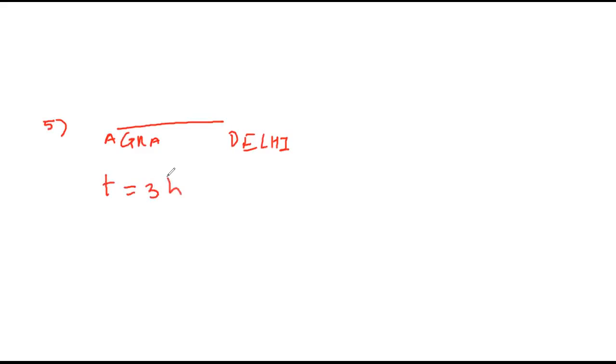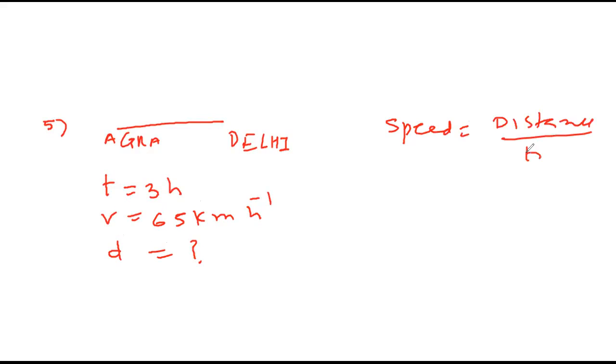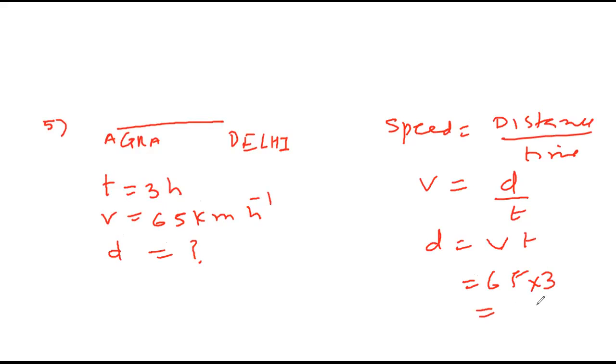Time is 3 hours. Speed is 65 km per hour. Distance we have to calculate. Speed is distance upon time. So V equals distance upon time. Distance is speed into time. 65 into 3. Both the units are same. 3 5s are 15, 195 kilometer. Right. 195 kilometer.